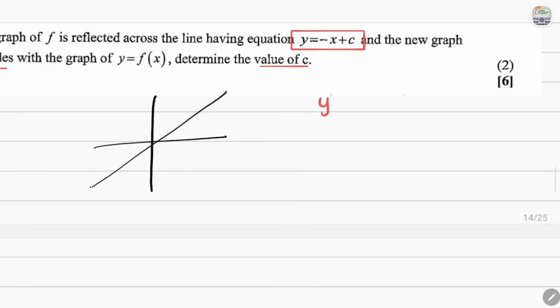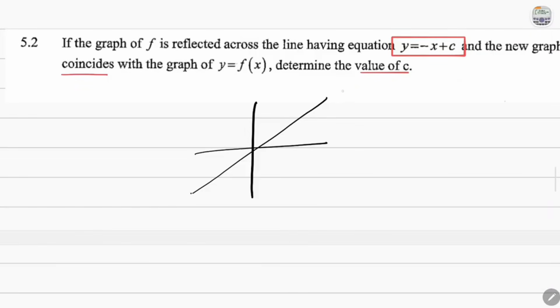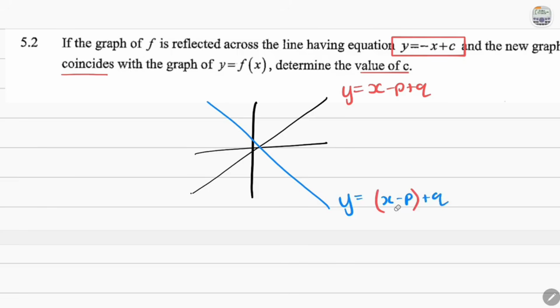The general form of a hyperbola, which they already gave you here. They were being so nice with this. They said a over x minus p plus q. So if you know that, the positive one is y equals positive x minus p plus q. So the one with the negative gradient, it's still going to look like this. It's still x minus p plus q technically, but what happens is a negative goes in front of x minus p. And so it becomes y equals negative x plus p plus q. And that's what we need to work with.